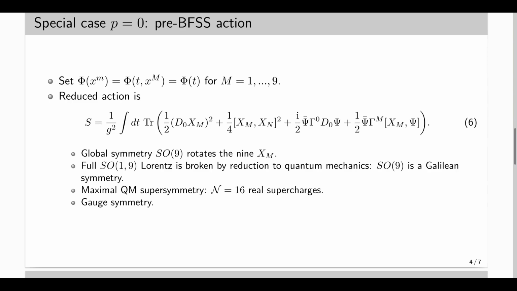The original Lorentz symmetry SO(1,9) reduces to a global rotational symmetry SO(9) acting on the 9 matrices X_m. Supersymmetry remains maximal for quantum mechanics with 16 real supercharges, and there is also a local U(N) gauge symmetry.